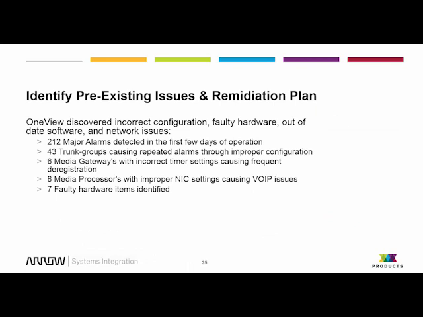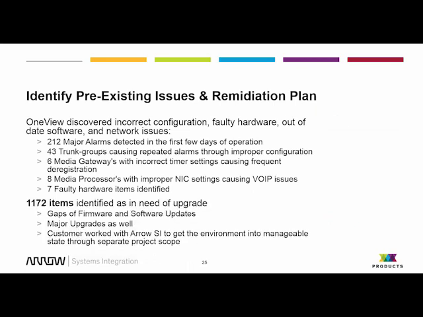But because OneView went in and captured all this information and made it available, the customer was able to get in front of them and address those and improve the experience. And there were 7 hardware items that were identified and ultimately resolved. So the customer worked with us to make sure that their firmware and software was up to date. There were some major updates and upgrades that were also required, and a lot of these things were put in as a separate project, and we engaged with the customer to make sure that they were up to date.